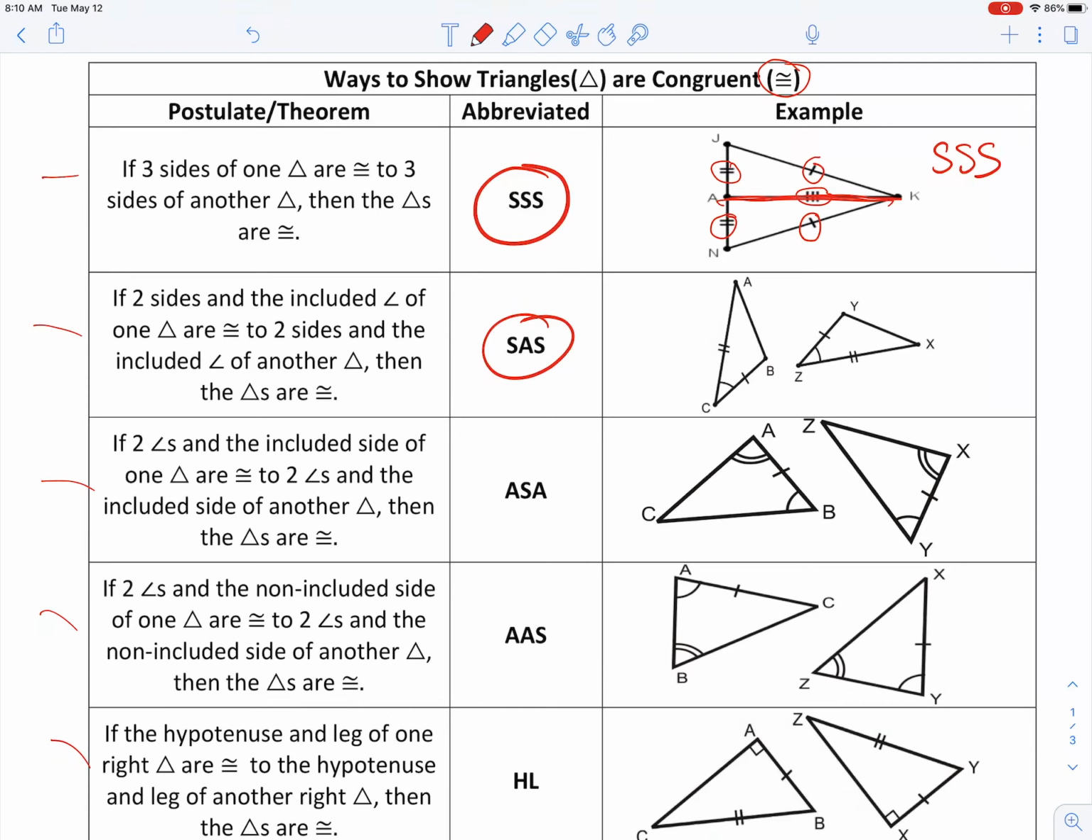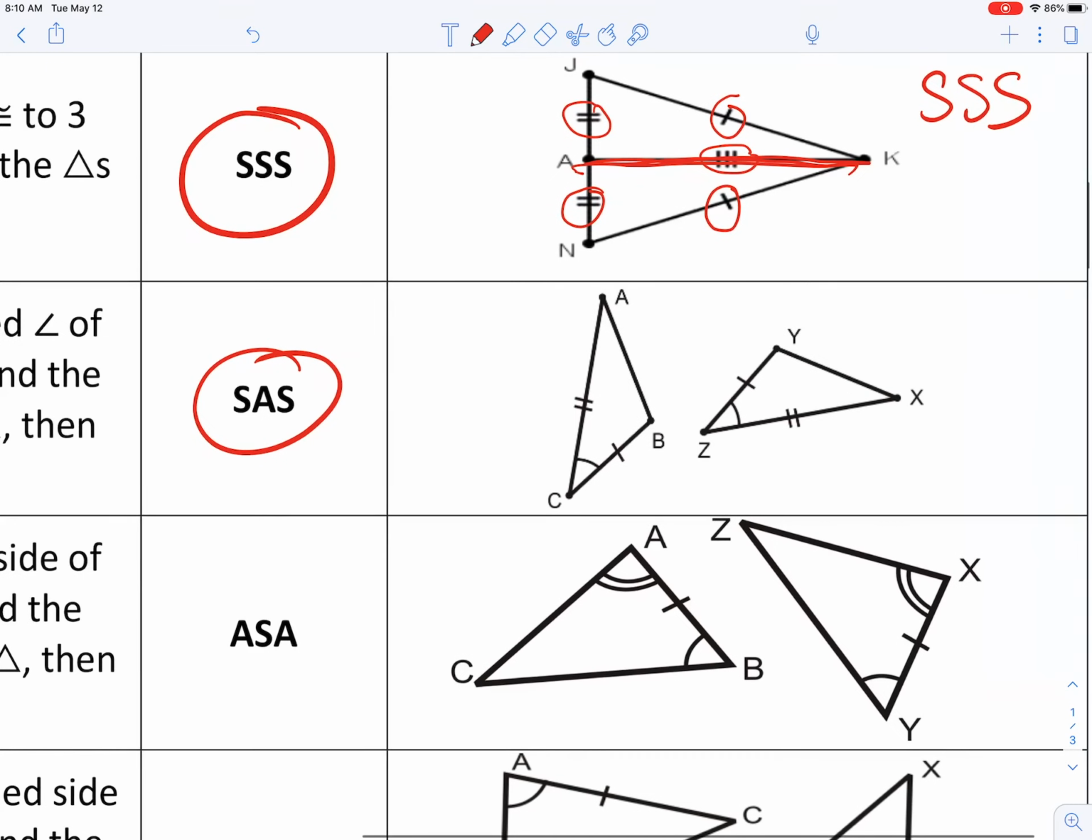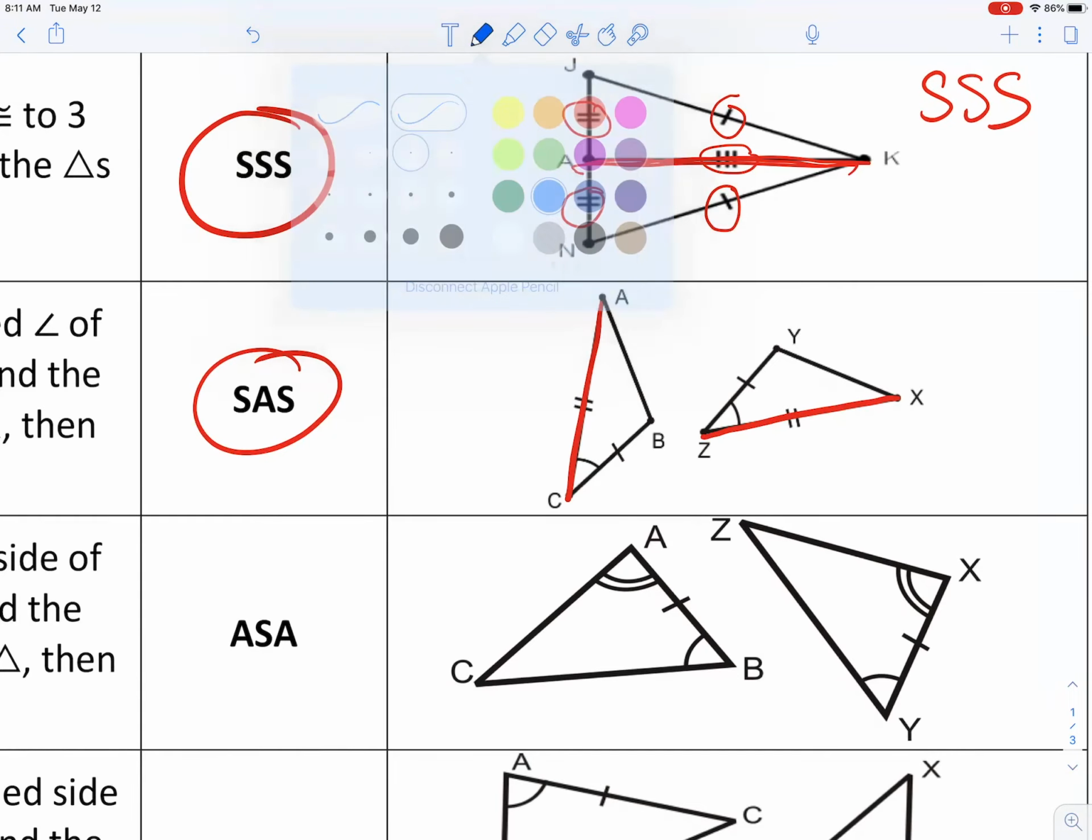The next one is side angle side. It says if two sides and the included angle of one triangle are congruent to two sides and the included angle of another triangle, then the triangles are congruent. Let's see if we can find the side angle side here. Notice we have our two triangles. We're trying to prove that they're the same. This side here has two tick marks, and this side has two tick marks. That means that they are equal.